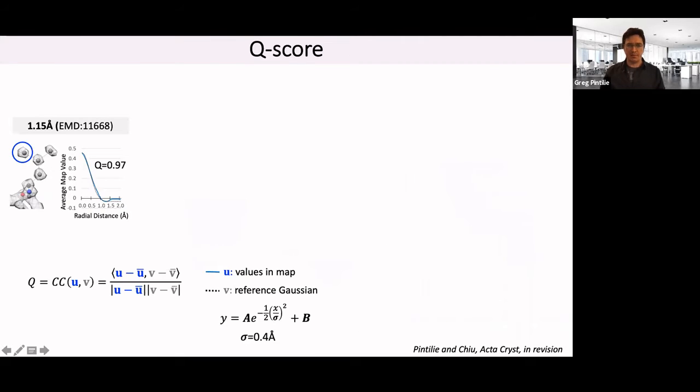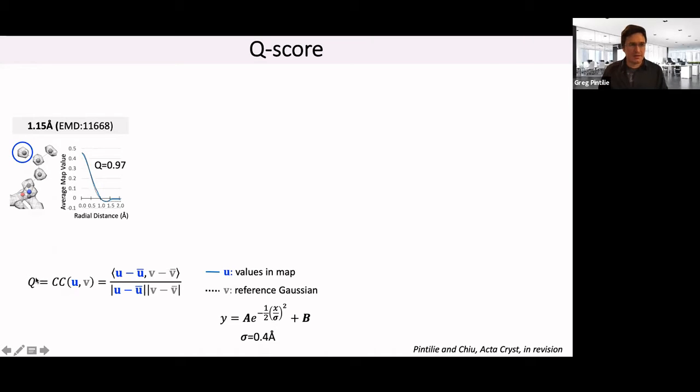But this got us to the idea of a Q-score. How do we take these atomic map profiles and give a value as to how close they are to an ideal Gaussian, to what we would expect to see if the atom was well resolved? One way that turned out to work well is to take the map values around an atom at increasing radial distances, and correlate them to a reference Gaussian. The reference Gaussian is what you would expect to see if the atom was well resolved.